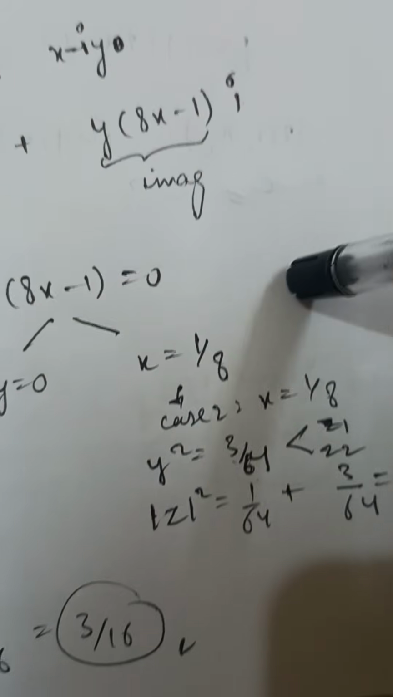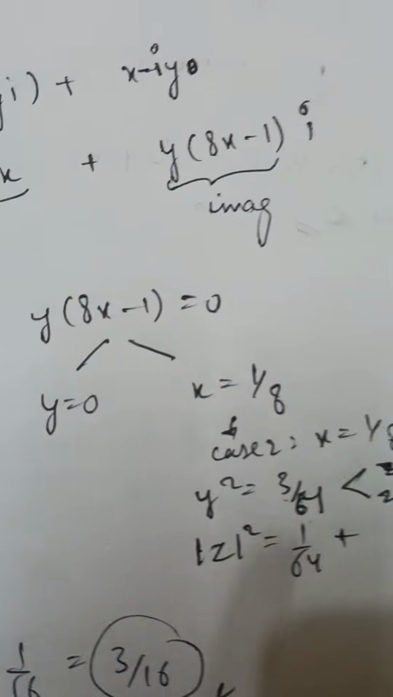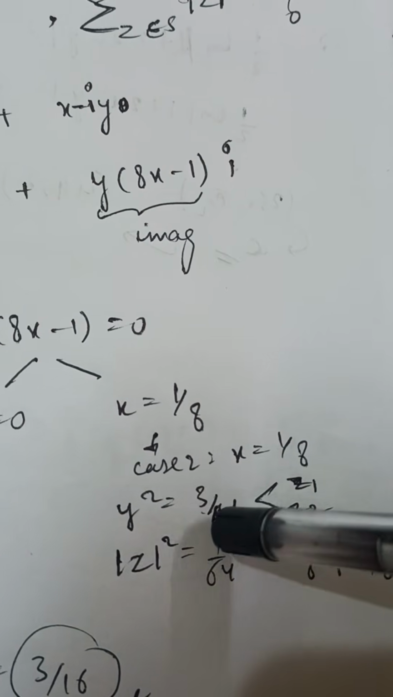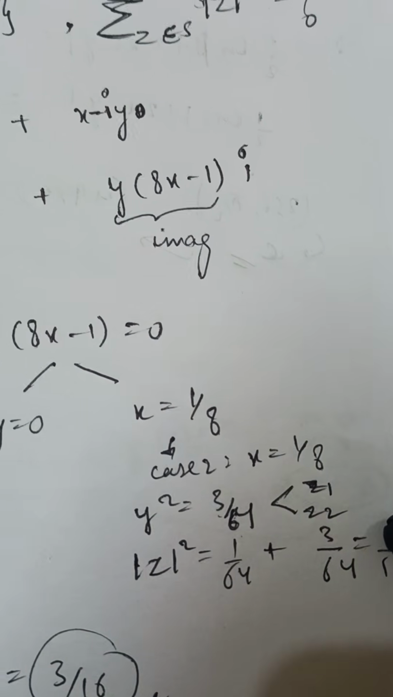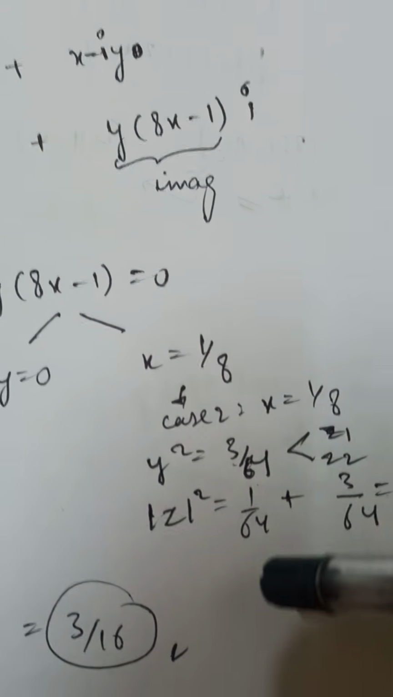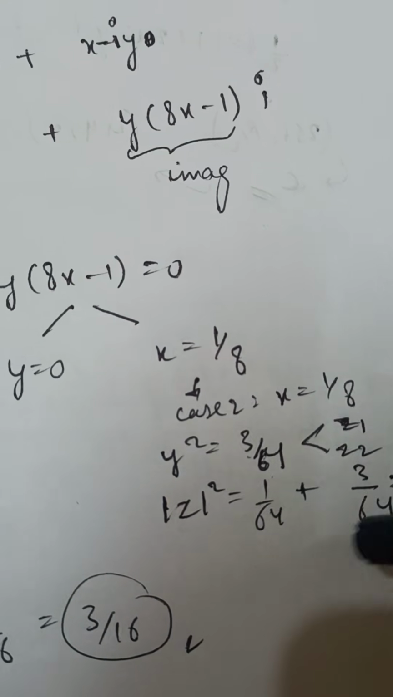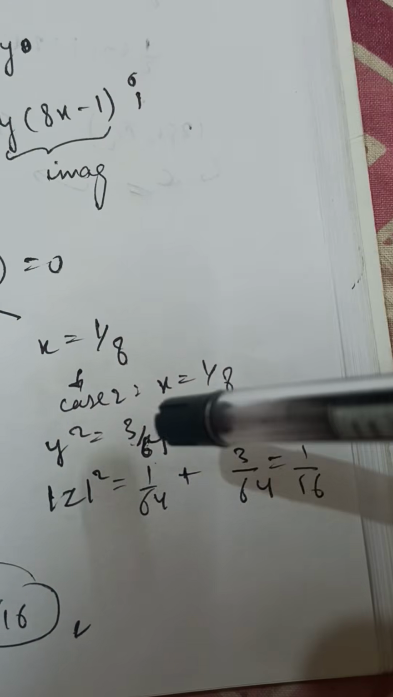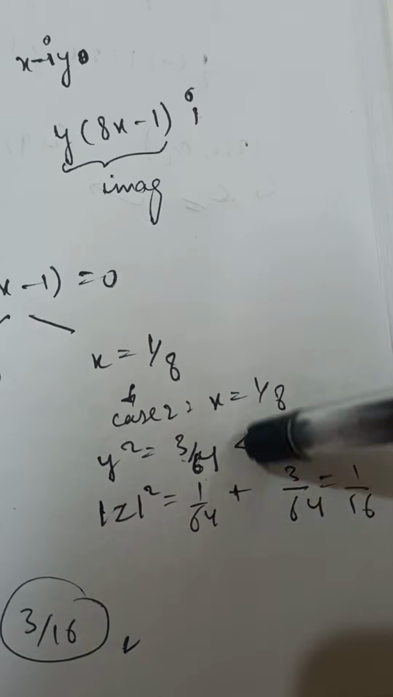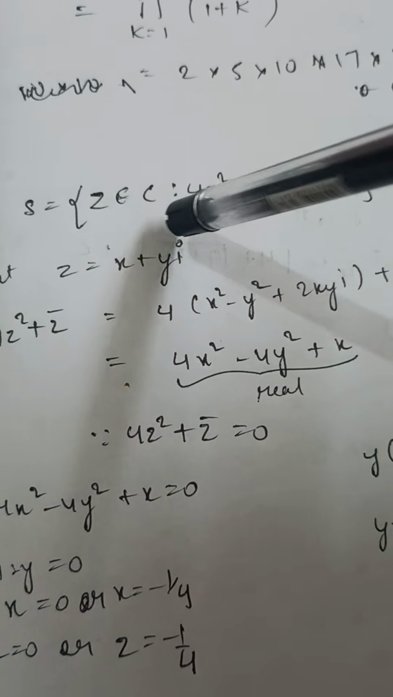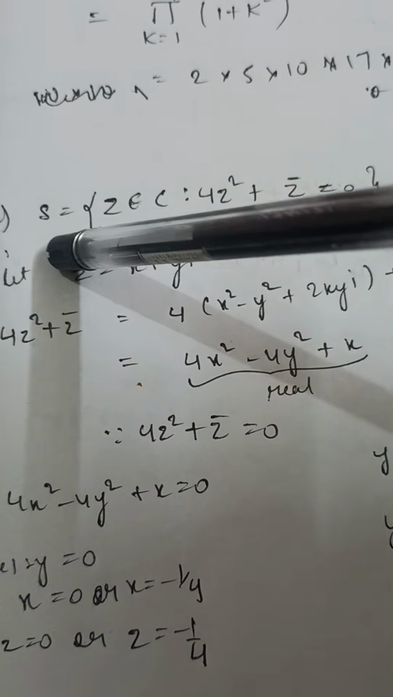And from this case, x equals to 1 by 8, after putting it in this expression, we will get y square equals to 3 by 64. From there also we get two values of y, so we will get two complex numbers, z1 and z2. Magnitude of both of them will be x square plus y square. So x square will be 1 by 64 and y square is 3 by 64. So 1 by 16 will be the magnitude of both these complex numbers. In total we have 4 complex numbers of this expression. So a total of 4 complex numbers belong to this set S.